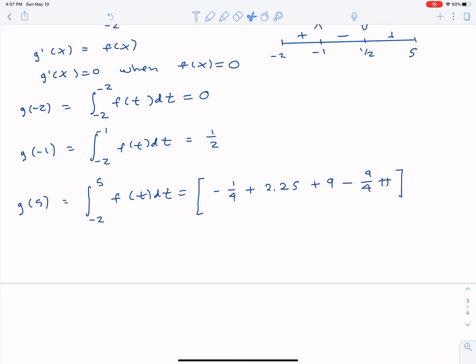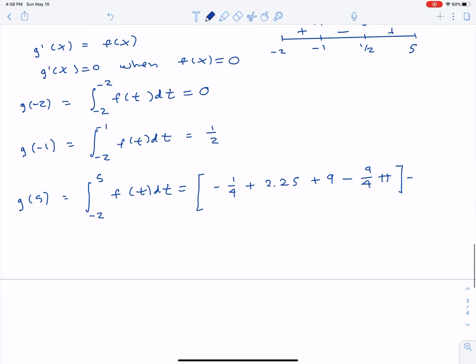Negative 0.25 plus 2.25 plus 9 minus 9 pi over 4 equals 3. Why did it give me 2 as a decimal? Okay. Hopefully I plugged that in correctly. If I didn't, I apologize, but I got 3.931. So this is my answer.